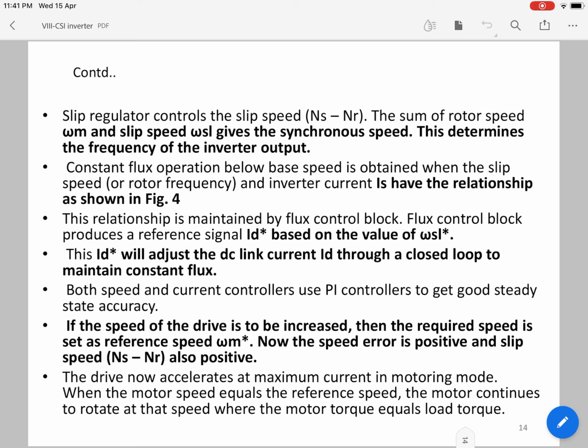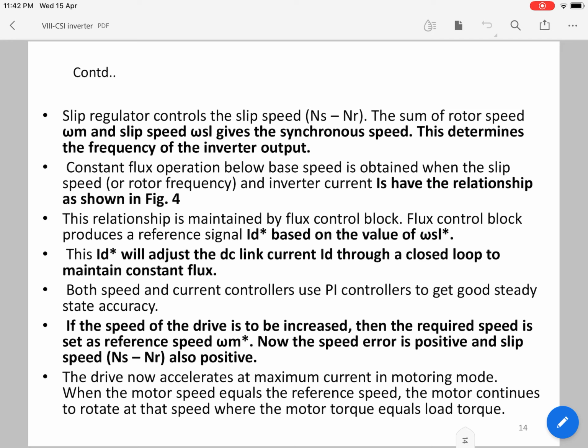Constant flux operation below the base speed is obtained when the slip speed or the rotor frequency and inverter speed have the relationship as shown in figure 4. This relationship is maintained by the flux control block. The flux control block produces a reference signal ID star based on the value of omega SL star. Now this ID star will adjust the DC link current ID through a closed loop to maintain constant flux. Both speed and current controllers use PI controllers to get good steady state accuracy.